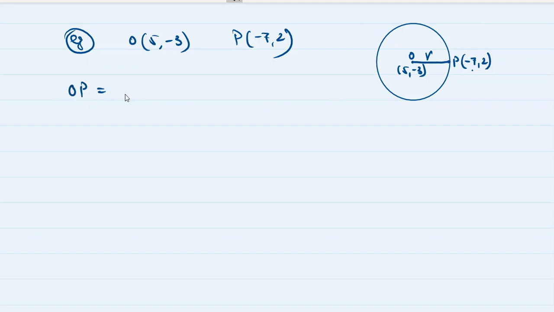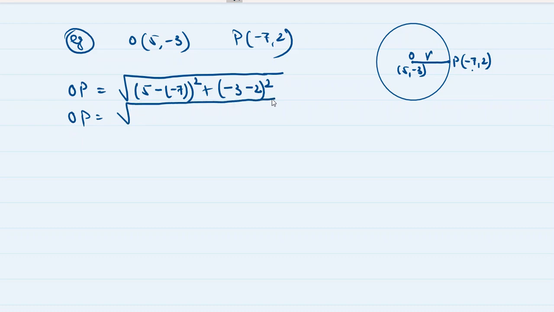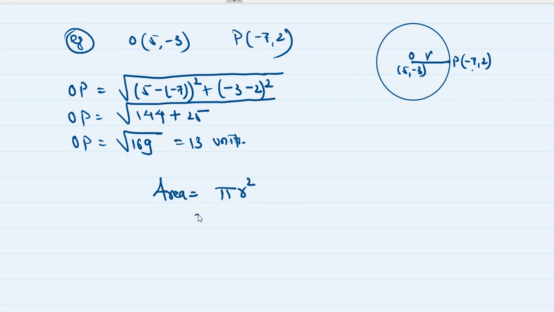Let's find OP. OP is under root of 5 minus minus 7, the whole square, plus minus 3 minus 2, the whole square. So OP is equal to 5 plus 7, that is 12, the whole square, that's 144, plus minus 5 the whole square, which is 25. So OP is equal to under root of 169, which is 13 units. So we have got OP, which is the radius. So area is equal to pi r square. Pi is 3.14 multiplied by 13 square. So 3.14 multiplied by 169.